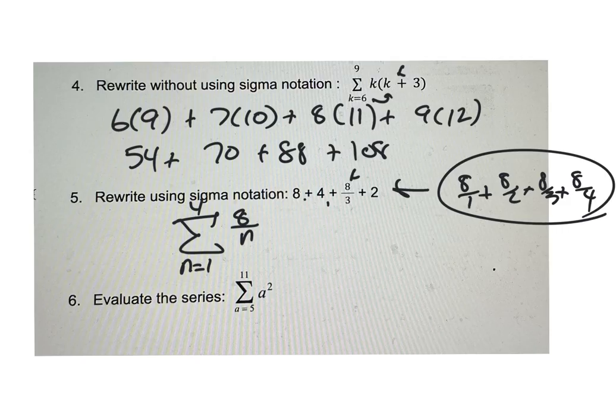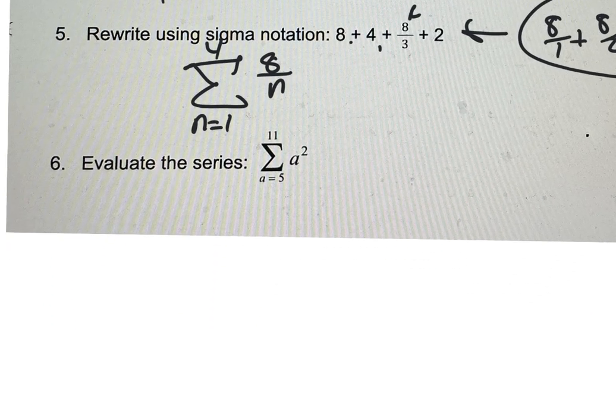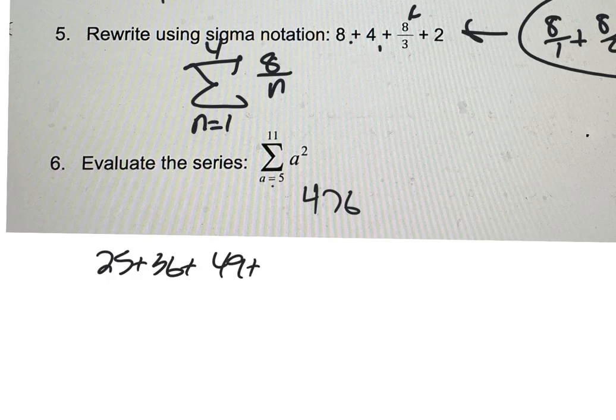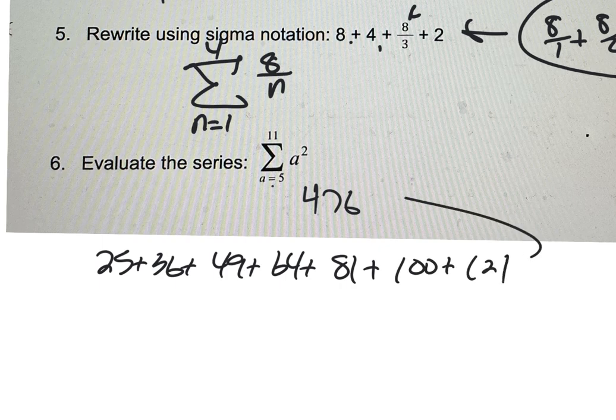Number 6, you can plug straight into your calculator. You go to math, down to summation, and just punch it in. You should get 476. If you forget how to do that, start with the bottom number. Plug 5 in there, plug 6 in there, plug 7 in there. I'm just squaring them. Plug 8 in there, plug 9, plug in 10, and plug in 11. 11 squared is 121. And just add those up, and you're going to get 476.